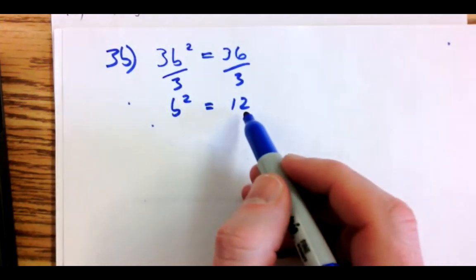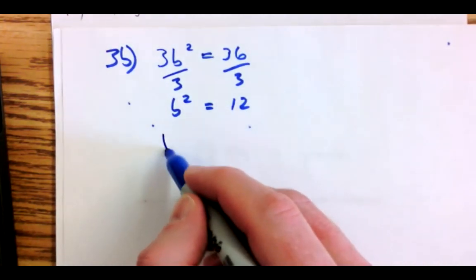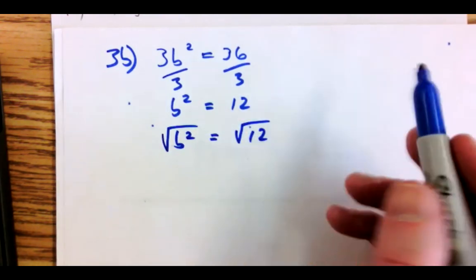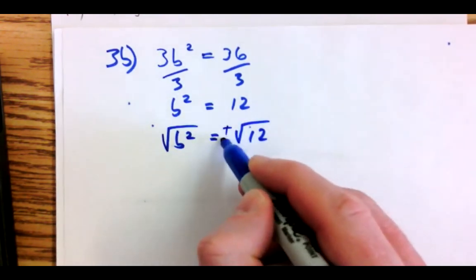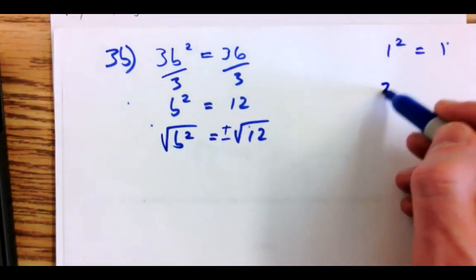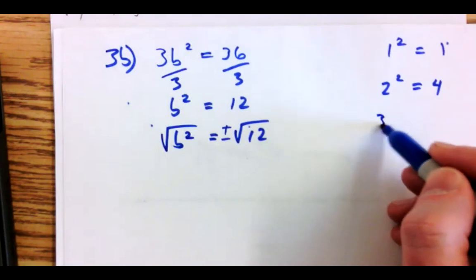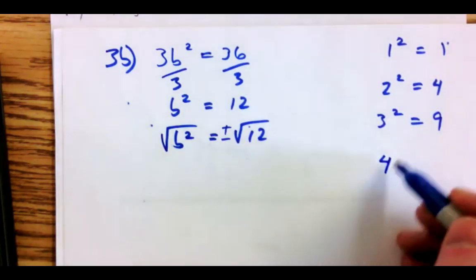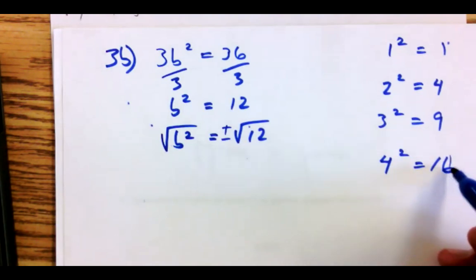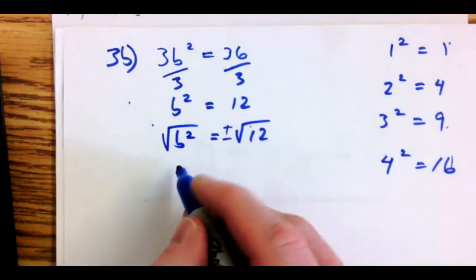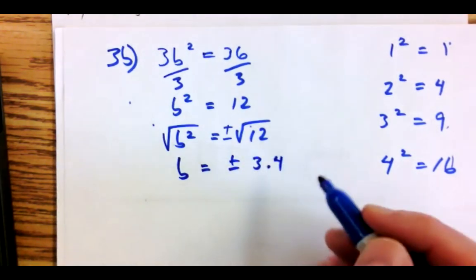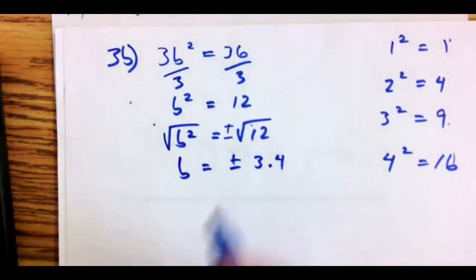So B squared equals 12. So we take the root of B squared, the root of 12. Now remember our plus minus. 1 squared equals 1, 2 squared equals 4, 3 squared equals 9, 4 squared equals 16. 12 is 4 away from 16, 3 away from 9. So what do you guys think it'll be? Works for me. Plus or minus, plus or minus.